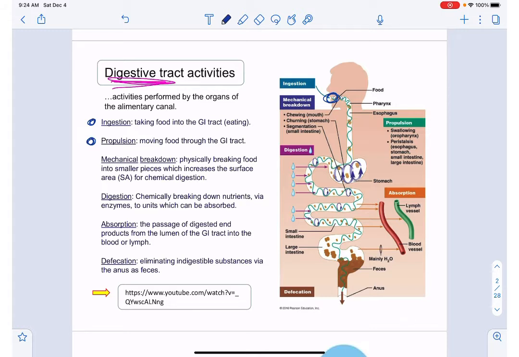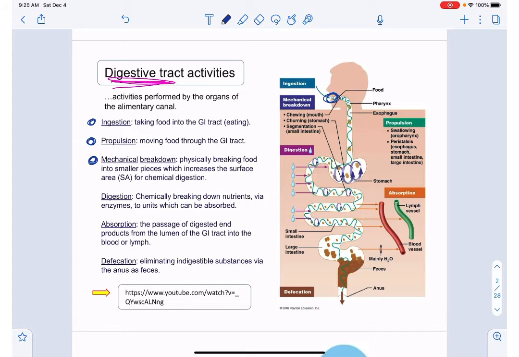The next is mechanical breakdown. And mechanical breakdown refers to physically breaking down food into smaller and smaller pieces. And the reason we're doing that is because, one, we want to prepare it into this homogeneous mixture. But two, we're also trying to increase the surface area of that food. We're trying to expose the nutrients in that food so the enzymes can come in and digest them. We're trying to increase the surface area for digestion.